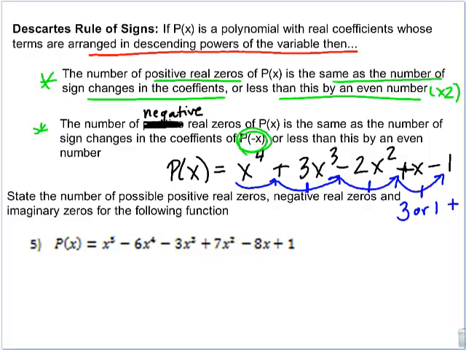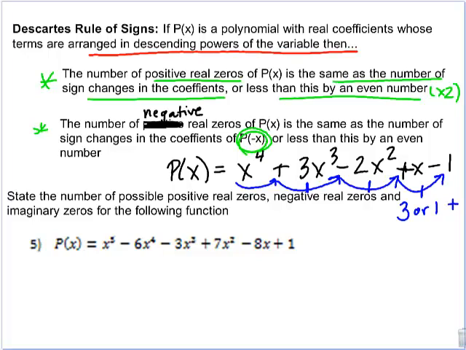Now, what happens if you take a negative value and cube it? It's negative. So it will affect the x cubed. It would make this a negative sign. And it would make your x a negative sign. So what you're going to do to find p of negative x is you're going to go through and write what signs it would be.